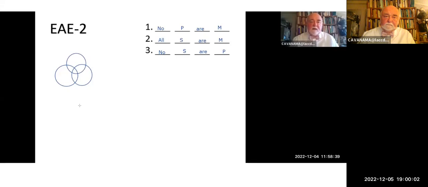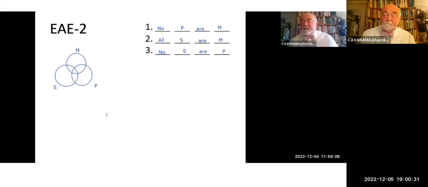Make it a circle. And then I'm going to want to label them. So this one is S, and this one is P, and this one is M. And now I'm ready to draw. Remember the basic rule is universals first, but these are both universal, so it doesn't matter. Let's just take the first one first.